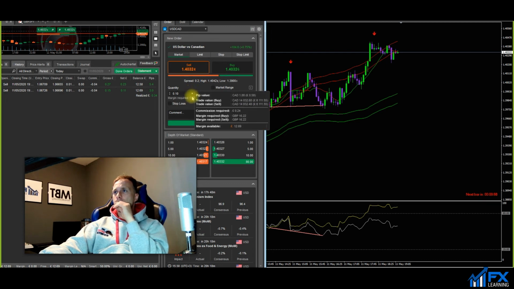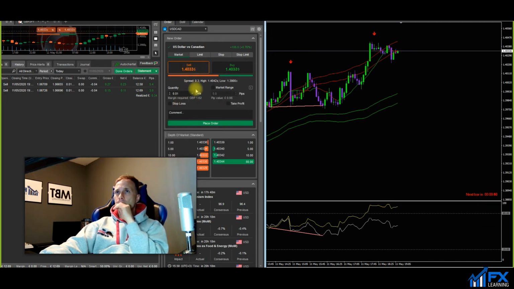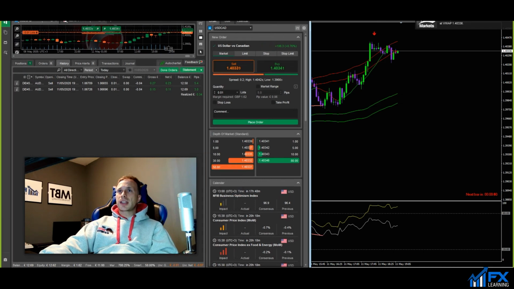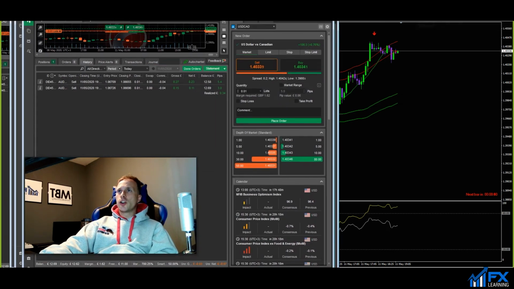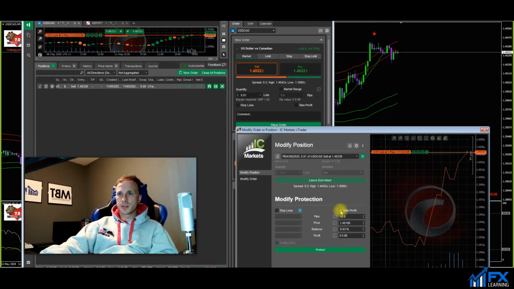Definitely can't trade 0.1 lots. So I'm going to sell. Right, so I've just taken a sell on USD CAD. Okay, now I'm going to close this in at 5 pips.